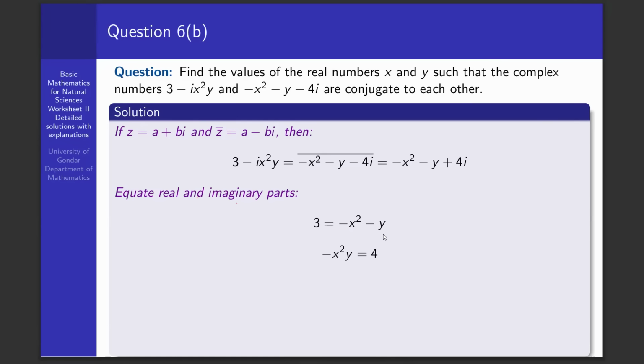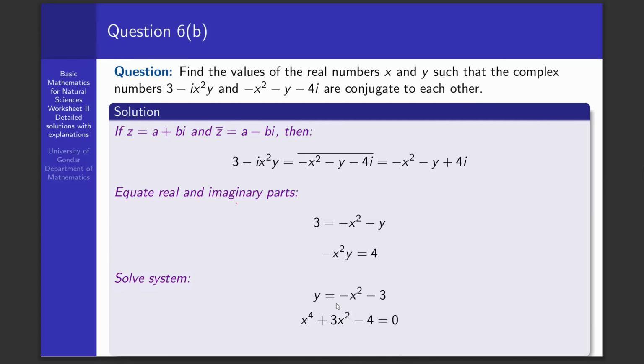Then if we simultaneously solve this, we have this one, that is y is equal to minus x squared minus 3, and this one is just rewriting it another way. So the solution will be, for example, if we let x to the power of 4 plus 3x squared minus 4, by using a substitution, let, for example, x squared be equal to a.